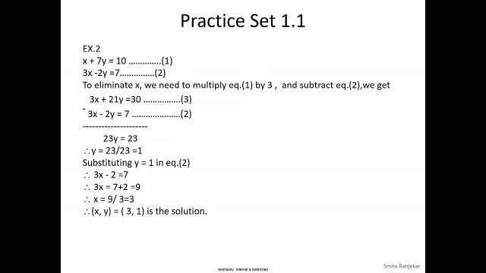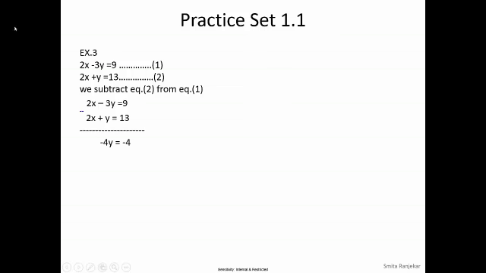So, it will become minus 3y. Now sign of y, as we are subtracting equation 2, here plus will become minus. So minus 3y minus y will become minus 4y is equal to 9 minus 13, which is equal to minus 4. So y is equal to minus 4 divided by minus 4, which is equal to 1.